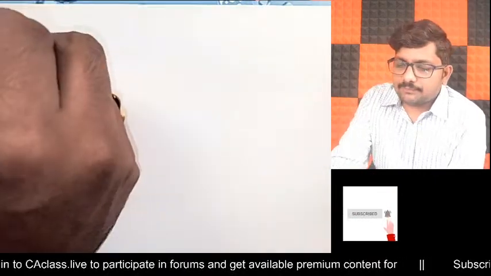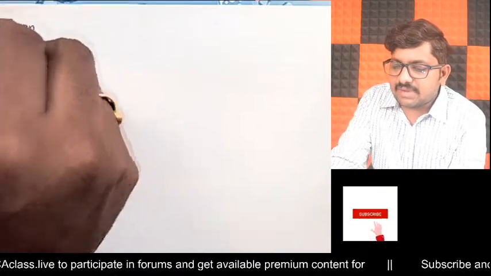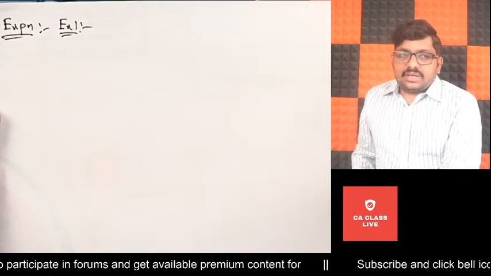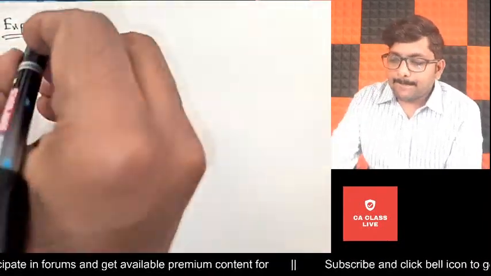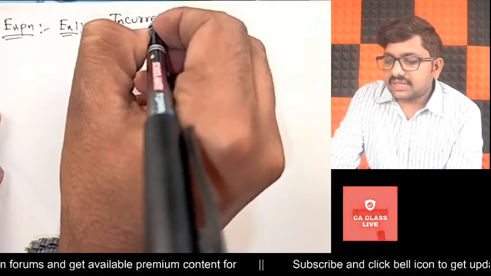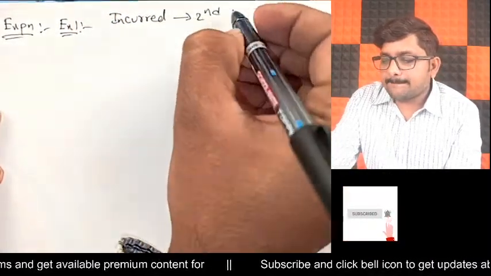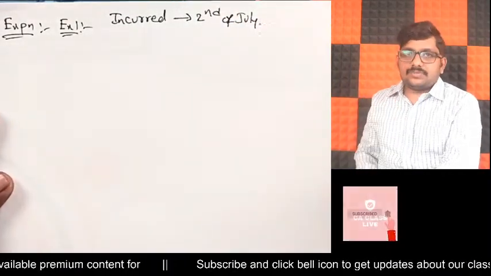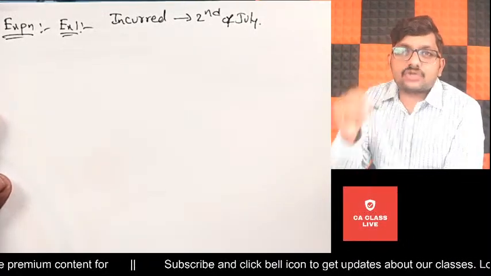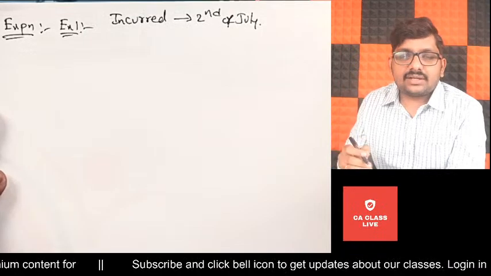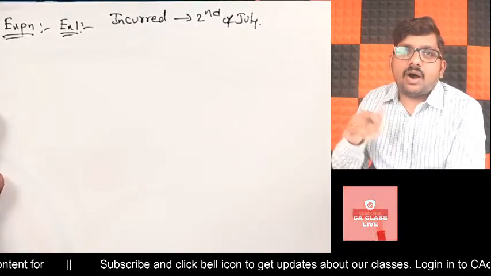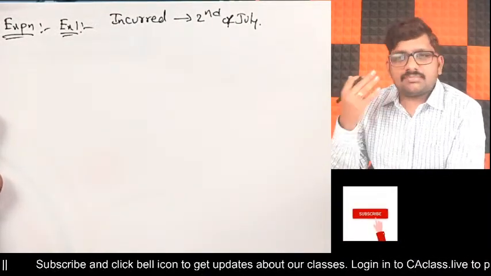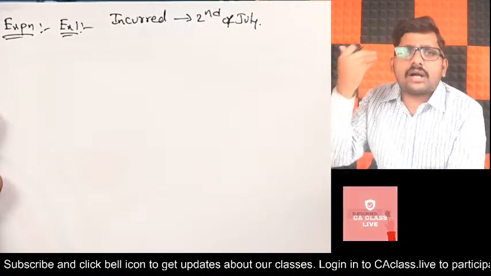Now, example number 1 under examples for expenses. Example number 1 says: I have incurred on 2nd of July. Incurred means you are liable to pay. You are supposed to pay on 2nd of July, but you did not pay. Maybe your owner is out of station, or you are out of station, or your bank account is not working, or some other reason. On 2nd you did not pay.